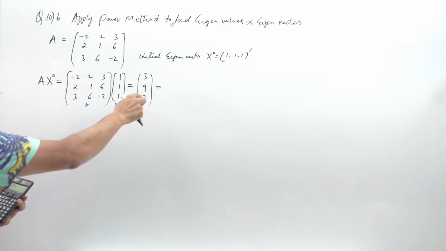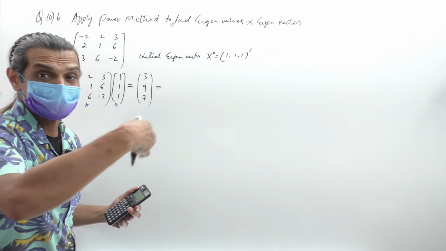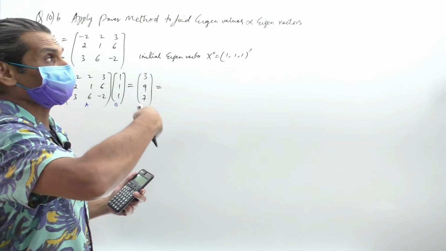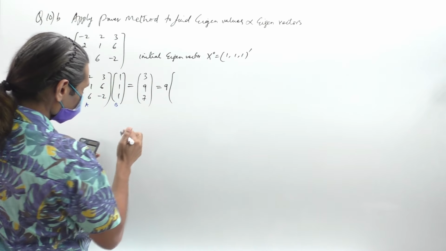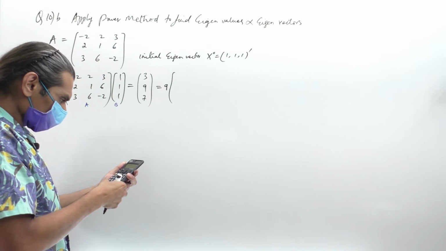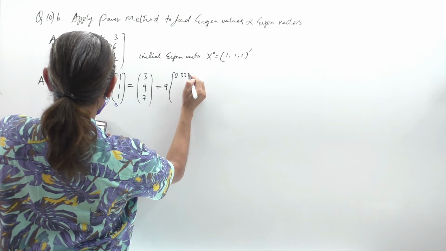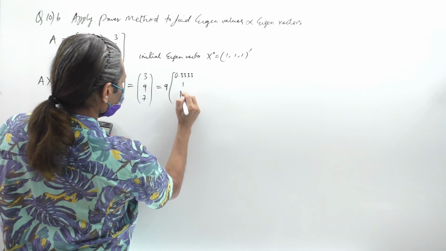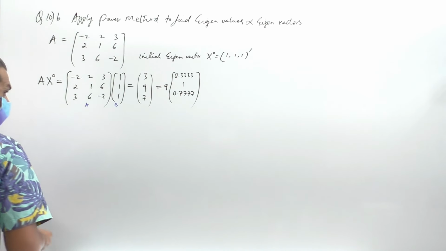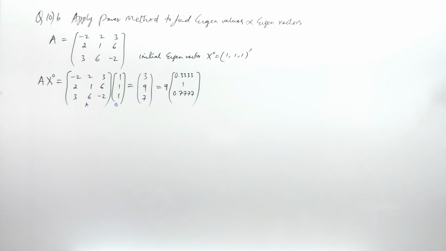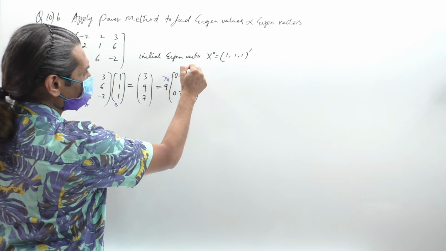Now the highest number here is 9. So always divide by that highest number. That gives the eigenvalue. We are finding the highest eigenvalue and eigenvector here. The highest value is the eigenvalue. So take it outside and divide by 9. We get 0.333, 1 and 0.77. Now this becomes a new eigenvalue and this is the new eigenvector x1.